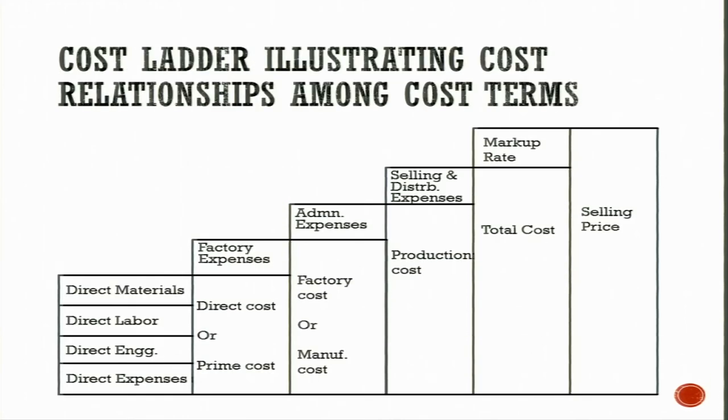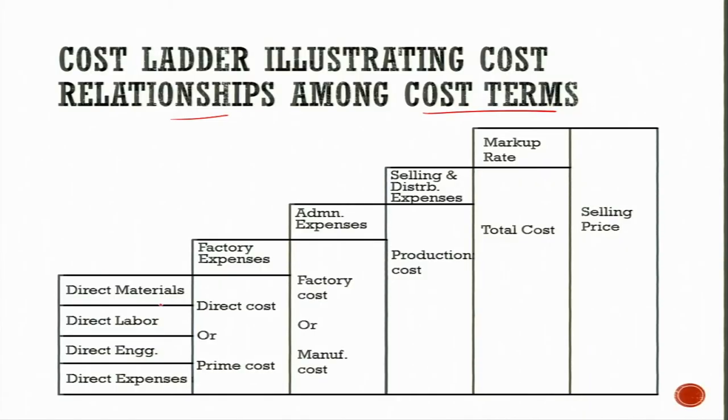Now, this is the primary cost ladder, which illustrates the relationship among the cost terms. If we talk about any estimating and costing procedures in the manufacturing sciences, you will generally see these terms. One is the direct cost. You can see the word direct written here. Direct expenses, I would say. Then we have second the factory expenses, third the administrative expenses, then selling and distribution expenses, all those collected together give us the total cost of the product. Then we have the markup rate, that is the selling, marketing and everything. This gives us the final selling price.